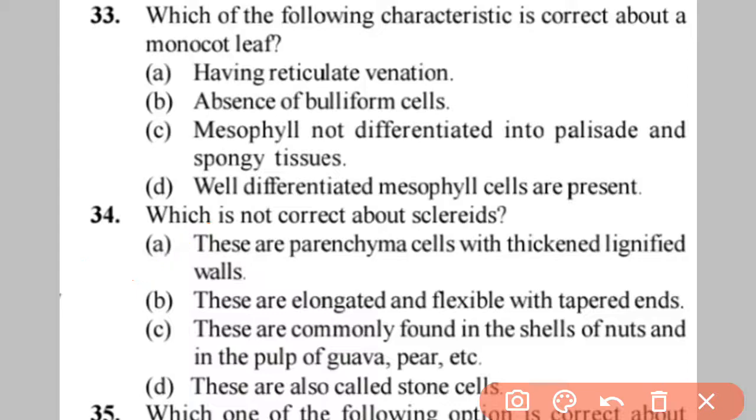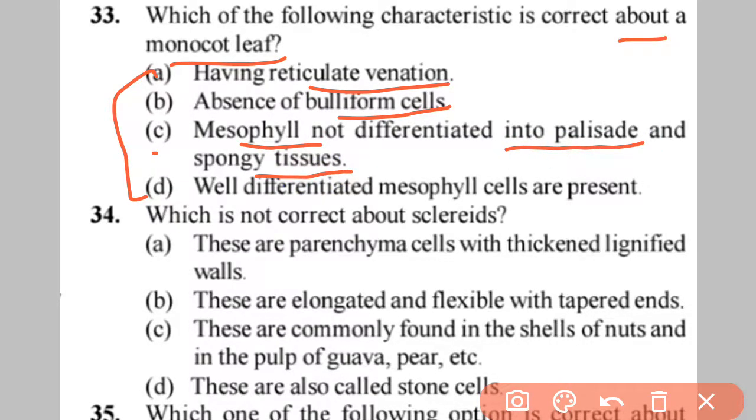So the question is, which of the following characteristics is correct about a monocot leaf? We have to find the correct characteristics about monocot leaf. You can see 4 options. First is having reticulate venation. Second one is absence of bulliform cells. Third one is mesophyll not differentiated into palisade and spongy tissues. And the last one is well differentiated mesophyll cells are present.